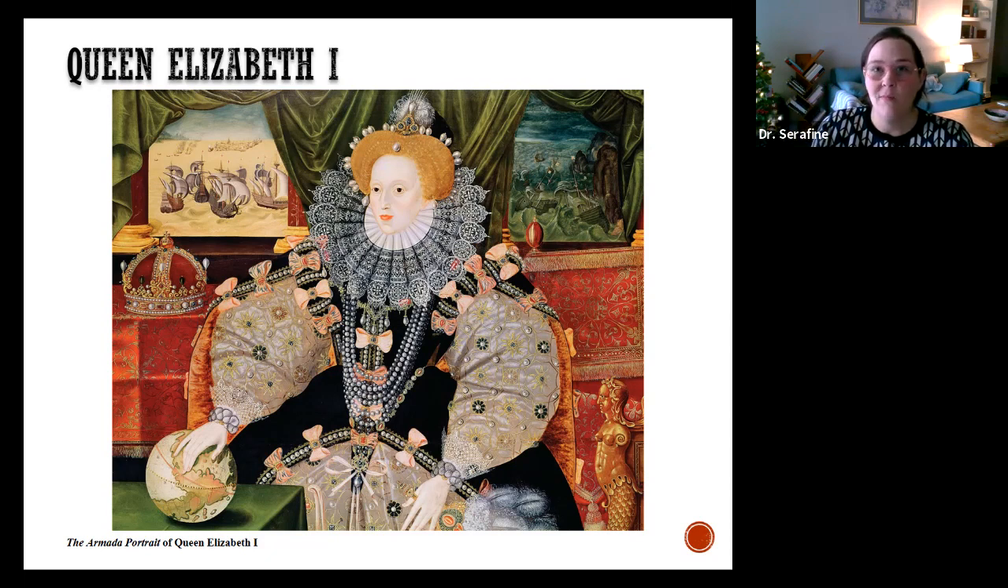When Queen Elizabeth comes to power, the King of Spain, King Philip, wants to marry her to consolidate his own power. She says, absolutely not. And they go to war. And she beats King Philip's armada. The English Navy beats the Spanish Armada in 1588.